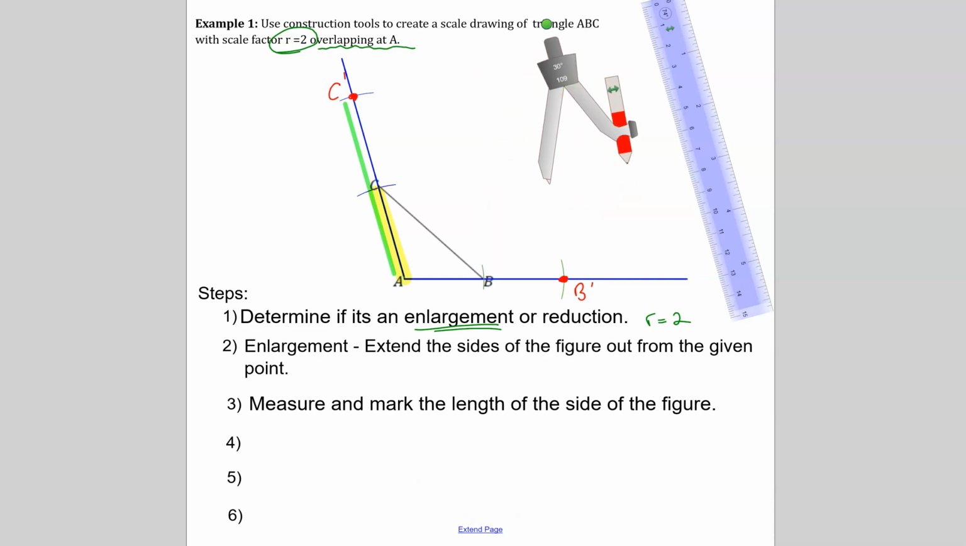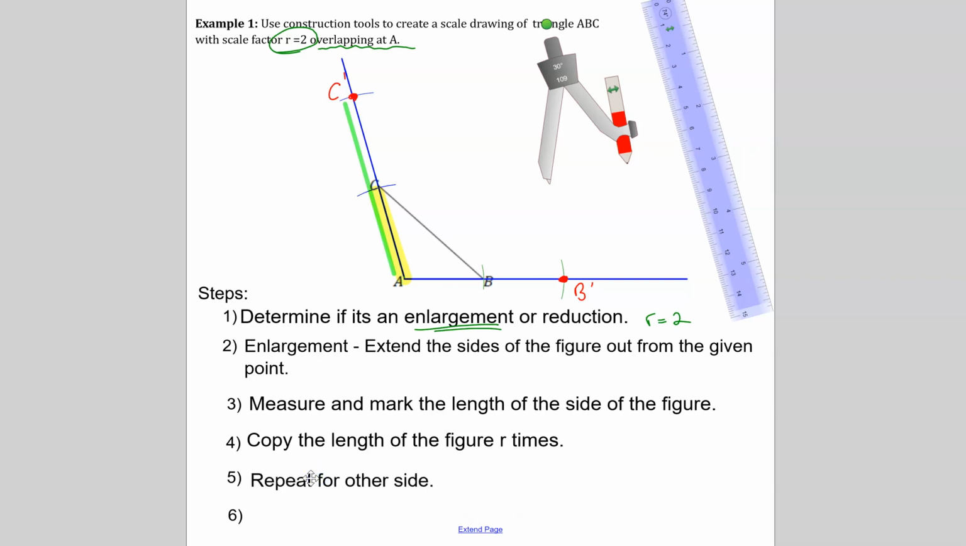All right, so let's write in our steps here. So we marked and measured the length of one of the sides. We're going to copy the length of the figure R times. So in this case, doubling. So I'm going to do it twice. So measurement is 1. The second one is 2. So we did that for both C prime and B prime.